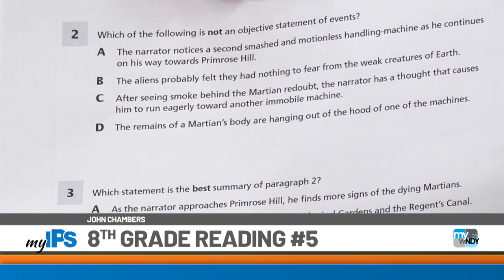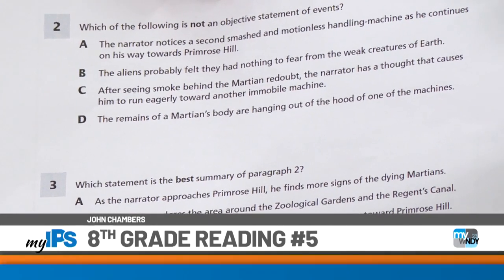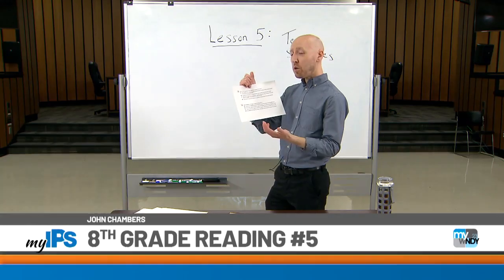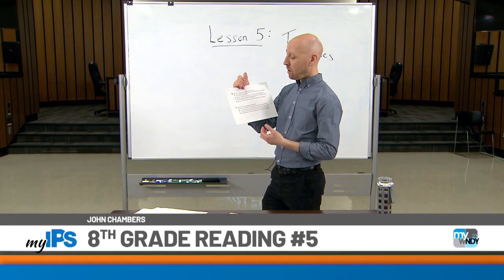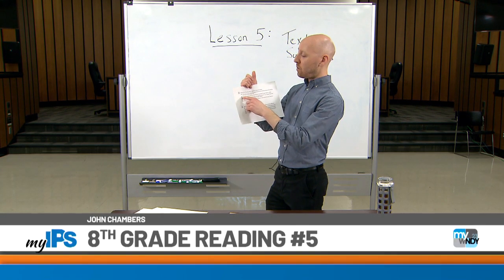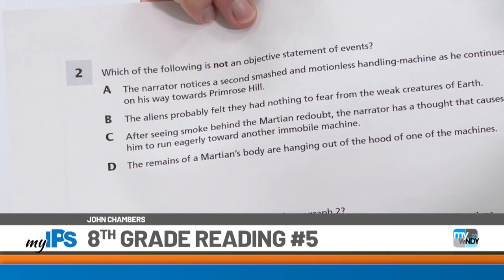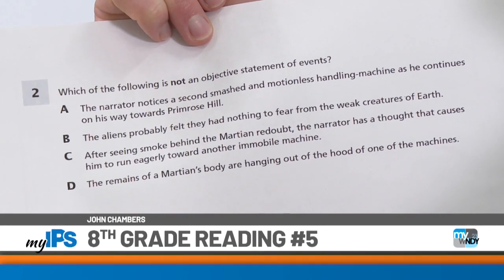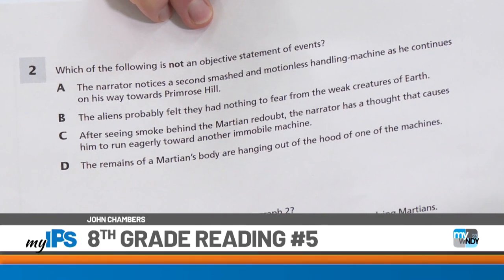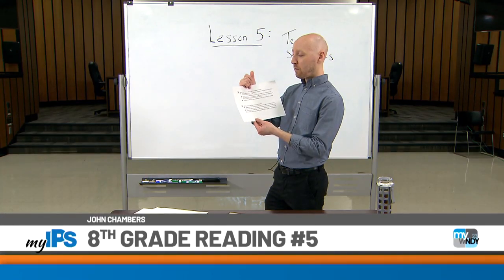B, the aliens probably felt they had nothing to fear from the weak creatures of Earth. So lots of opinions in that one. This question answer option is telling us that we're weak. It's saying they probably felt. It's making an inference or a guess. So I think that could be our answer because it's not very objective. So let's star that and we'll come back to it.